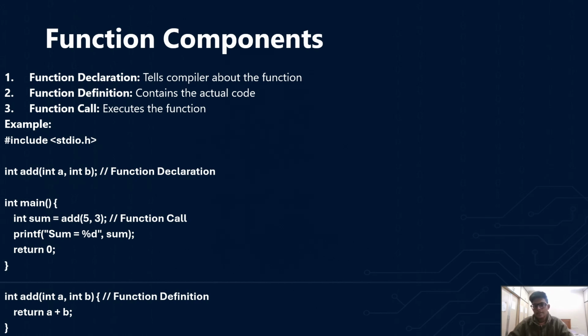So a function in C generally has three parts: function declaration, function definition, and function call. For reference, an example can be seen on the screen. So here's what happens. The declaration tells the compiler about the function name, return type, and parameters. The definition contains the actual code or logic, while the call executes the function. This structure helps C programs stay organized and readable.